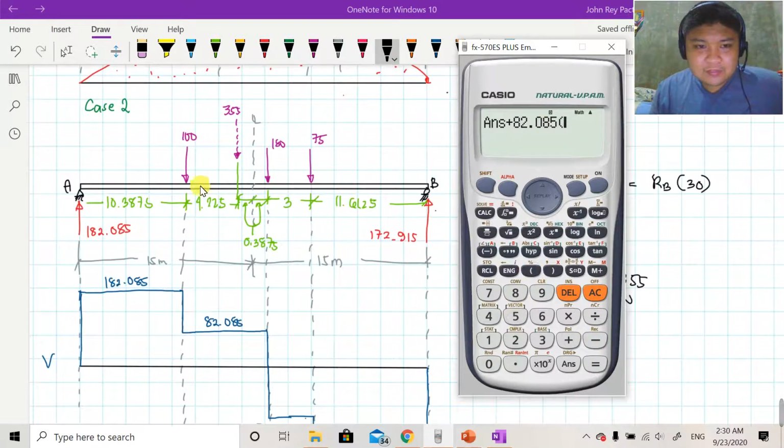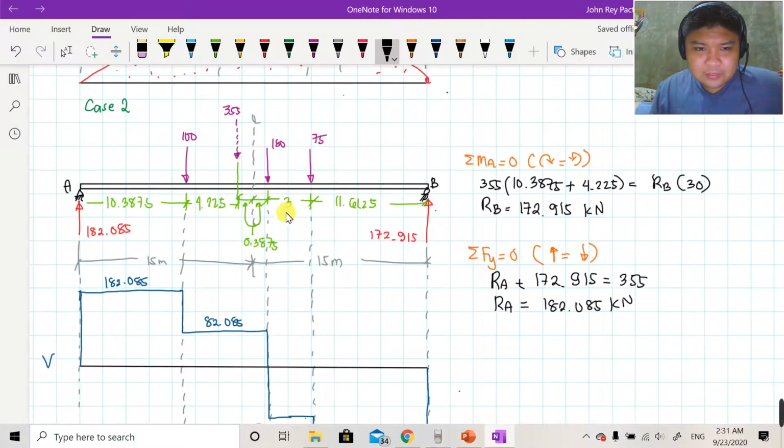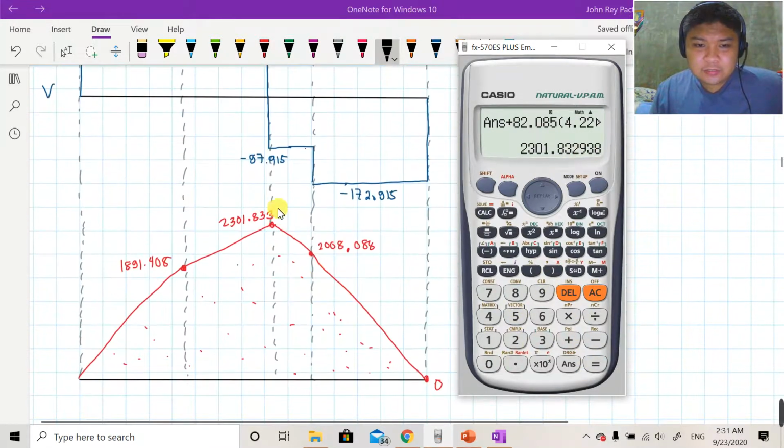Then next tayo, plus 82.085. So as I said earlier, from 100 to 180 yan. And from the original class, that is 5 meters. Saka pwede mo naman yan i-prove class, no? I-add mo 4.225 plus dalawang 0.3875. 5 meters yan class. Pero hindi ko na yun gagawin sa calculator kasi masisira yan. O sige na nga, no? 4.225 plus dalawang 0.3875 base dyan. So, ang sagot is 2,301.833. So, ayun, nag-reflect siya.